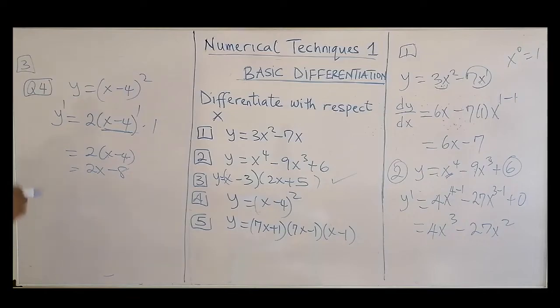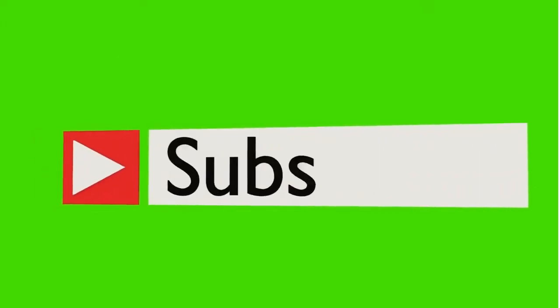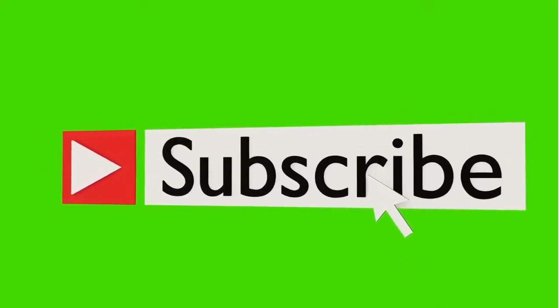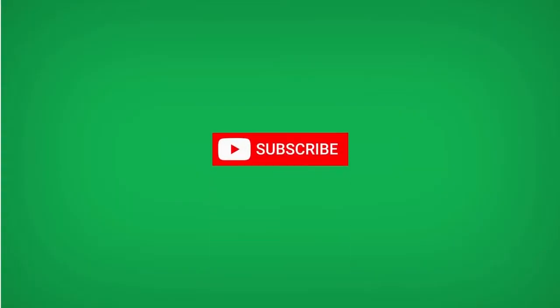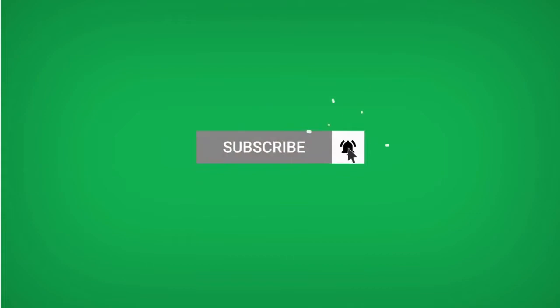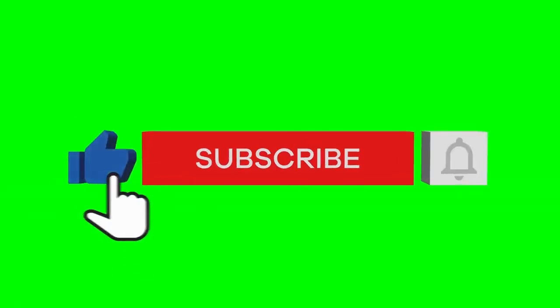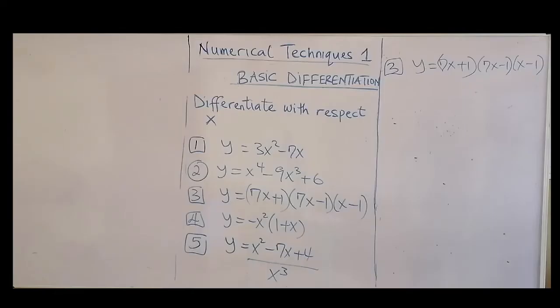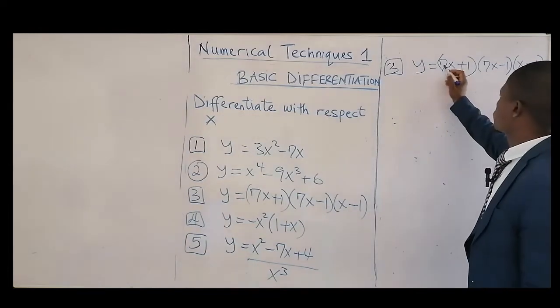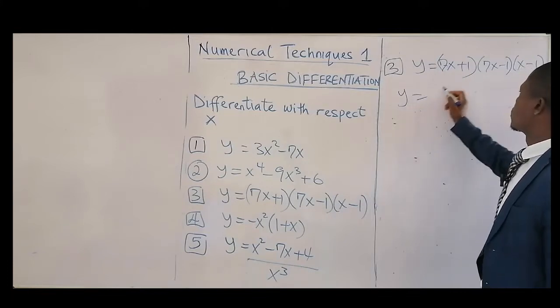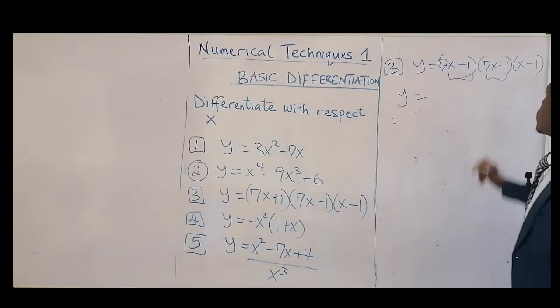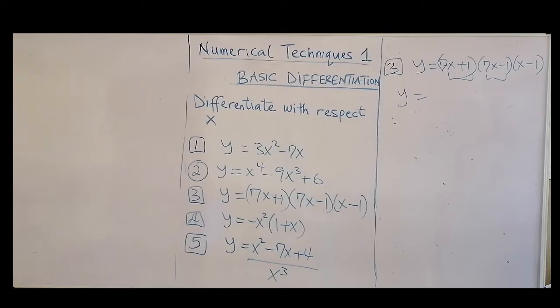Then the last one, question 3, we have y equal to (7x plus 1)(7x minus 1). Yeah, we can use a product rule for 3 functions, and another option we have is we can expand this equation. I think let's expand this equation. Let's do the expansion. This one and this one, their product is a difference of two squares.